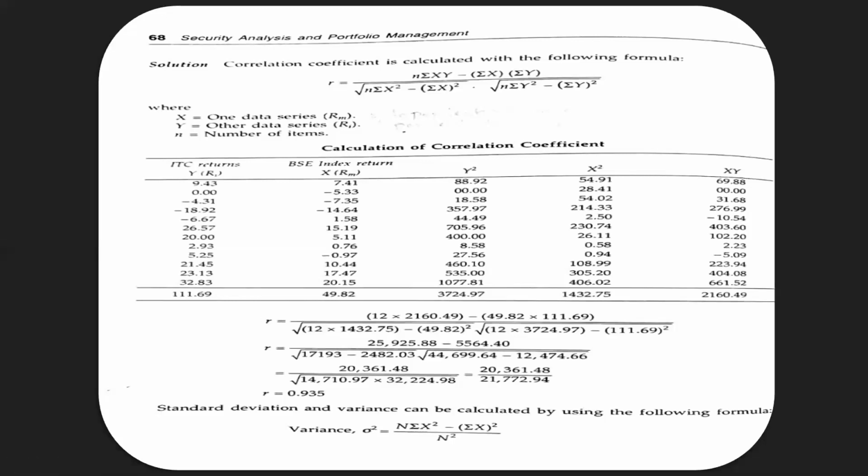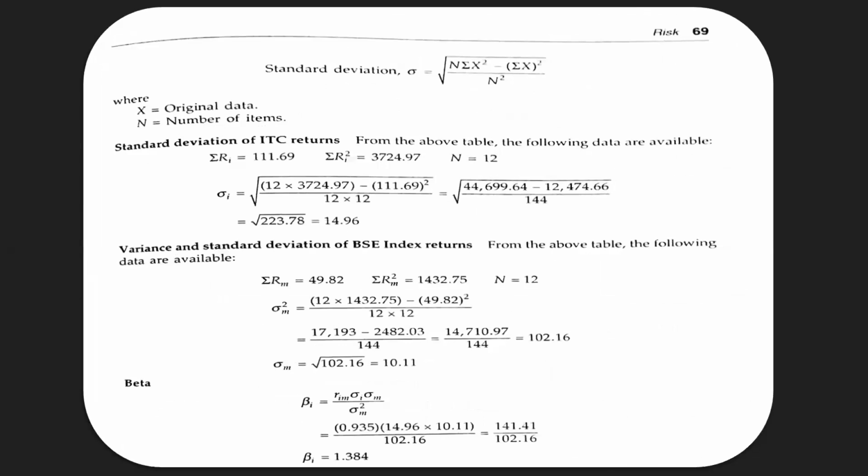So moving on to the calculation of the variance. In this question, the variance has been calculated using the formula: variance is equal to n of sigma x square minus sigma x the whole square divided by n square. And the root of that will give you the standard deviation. So the standard deviation of ITC returns needs to be calculated first.